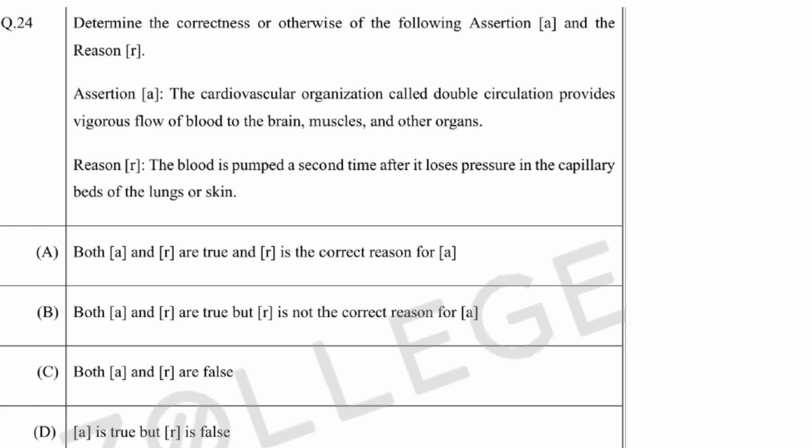Then next one. Determine the correctness or otherwise of the following assertion and the reason. Assertion: the cardiovascular organization called double circulation provides vigorous flow of blood to the brain, muscles and other organs. Yes, that's correct. Reason: the blood is pumped a second time after it loses pressure in the capillary beds of the lungs or skin. That is also correct, and it explains the assertion. So both A and R are true, and R is the correct reason for A.